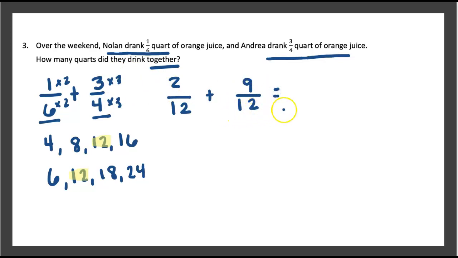Now because they're the same denominator, I can add. 9 plus 2 is 11 over 12. The denominator just comes over. So they drank 11/12 quarts of orange juice. Okay.